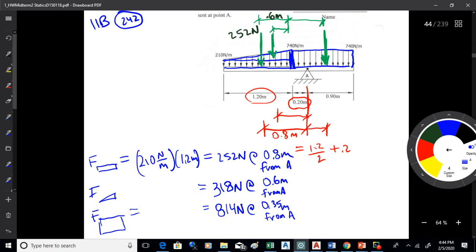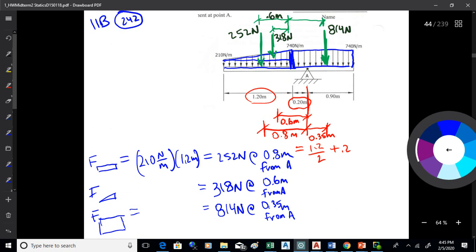Okay. So what you're going to have then is those three green forces, and you're going to know their distances now from A. So that's 318 newtons. And the one to the right is 814 newtons. And that's 0.6 meters, and this is 0.35 meters. So what you have now, you've taken that distributed load with its three different pieces, broken each one down into a load, and gotten the distance that it is from A. And once you have that, of course, you can calculate the moment about A.